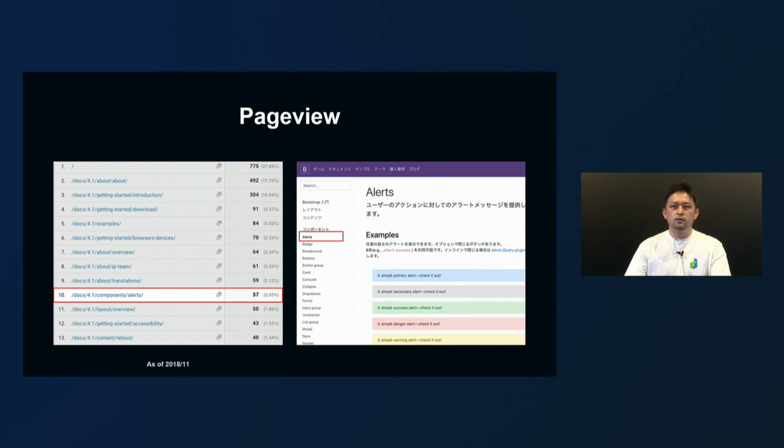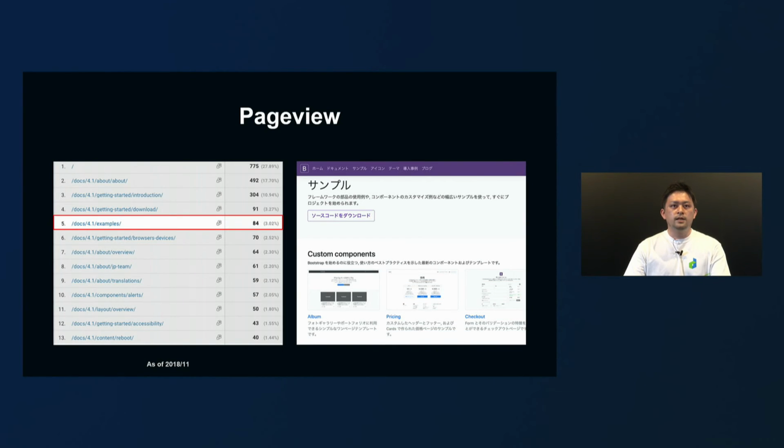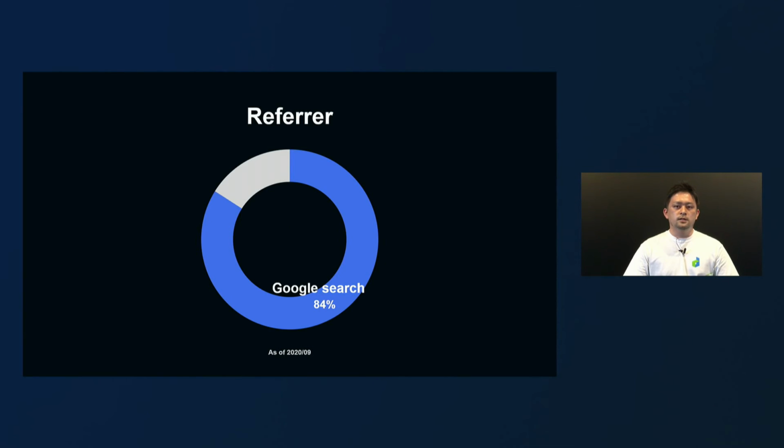Look at the sidebar, and you can see that alerts are displayed at the top of the components, so a user can easily click it. So therefore, we prioritized the contents for translation. And when we do that, we decided to consider the position of the sidebar. And also examples have a certain number of accesses. So we raised the priority of the examples.